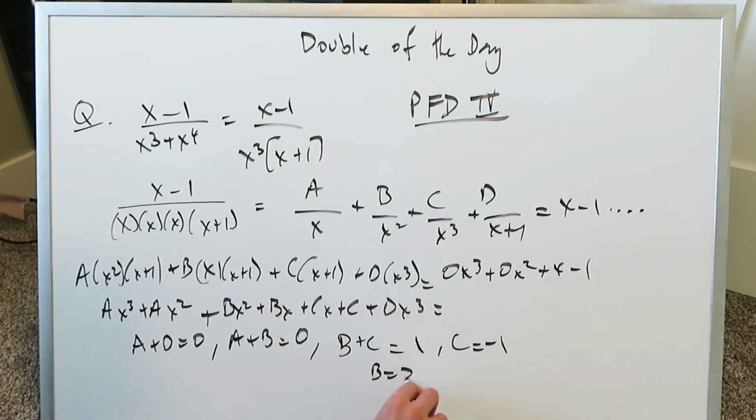B must be equal to 2. You know b is equal to 2, therefore a must be equal to what? It must be minus 2, right? Minus 2 plus 2 will give you that 0. If a is equal to minus 2, d must be equal to 2. Now you have everything available.